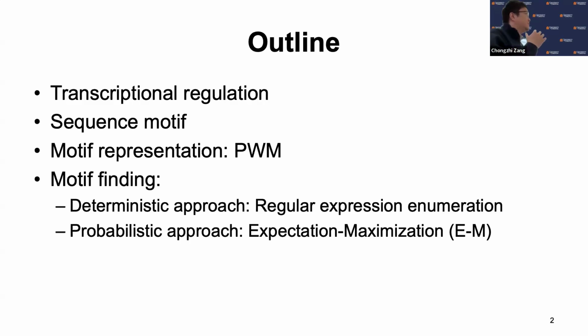So I'll discuss DNA sequence motif and several mathematical approaches to represent sequence motif, primarily PWM, position weight matrix, and several ways of doing motif finding. So from DNA sequence data, we look for sequence motif. And I will mention two types of sequence motif finding approaches: a deterministic approach using regular expression enumeration, and the probabilistic approach, the EM, expectation maximization algorithm.